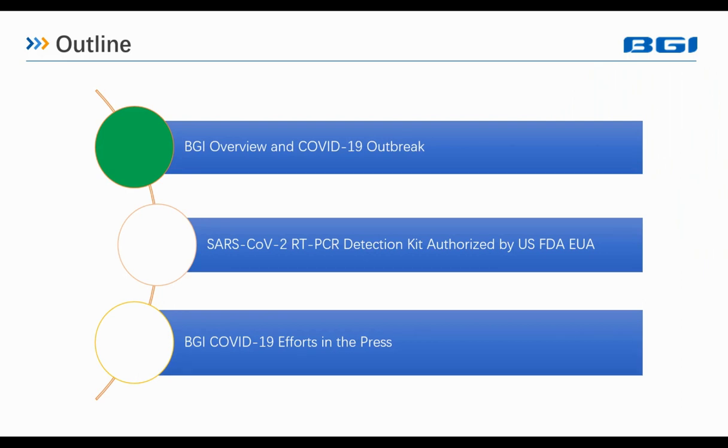This is the outline of my talk today, which covers three topics. First of all, I will talk about BGI and give a brief overview of the company and also the current status of the COVID-19 outbreak. Second, I will focus on BGI's SARS-CoV-2 RT-PCR detection kit, which received US FDA EUA approval on March 26th. And last, I will talk a little bit about BGI's COVID-19 efforts in the press.